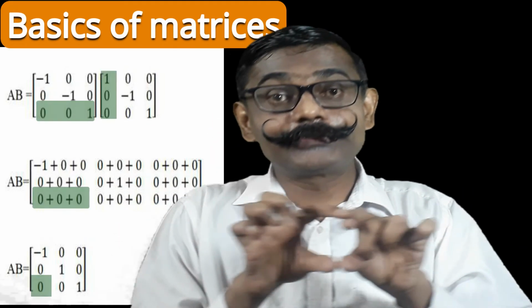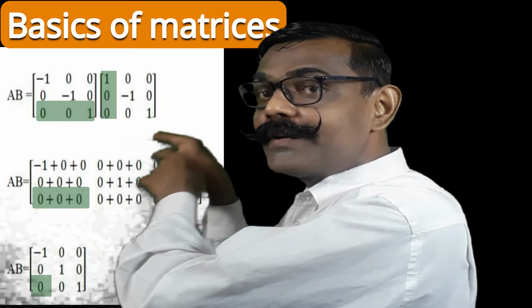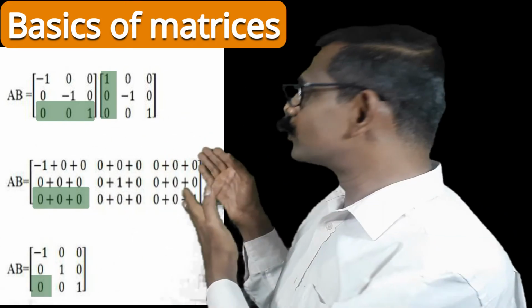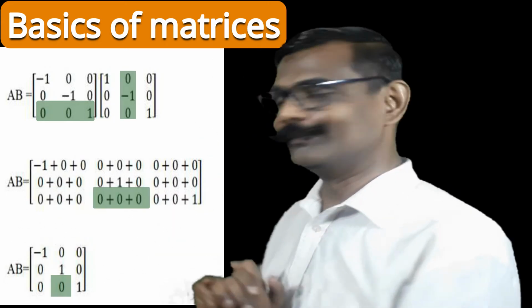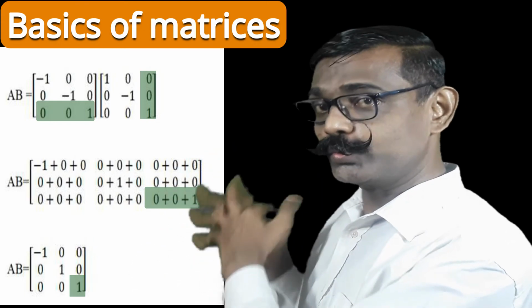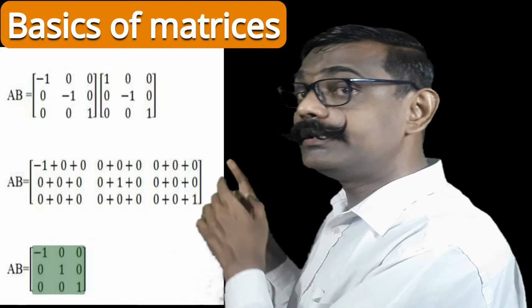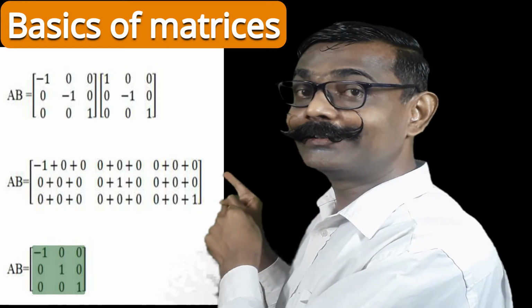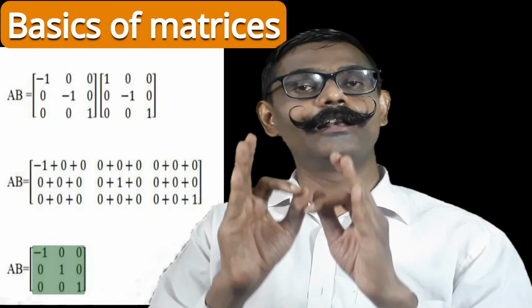Now, the third row of the first matrix will combine with different columns. When the third row combines with the first column, you will get the first element of the third row. What is that element? 0 plus 0 plus 0. Now, third row, second column. What is the result? 0 plus 0 plus 0. Now, last, third row and third column: 0 plus 0 plus 1. So what is the answer? AB, the multiplication between those two, is equal to the resultant matrix: -1 0 0, 0 1 0, 0 0 1. It is a 3 by 3 matrix. A also was 3 by 3, B also was 3 by 3, and the resultant matrix is also 3 by 3.